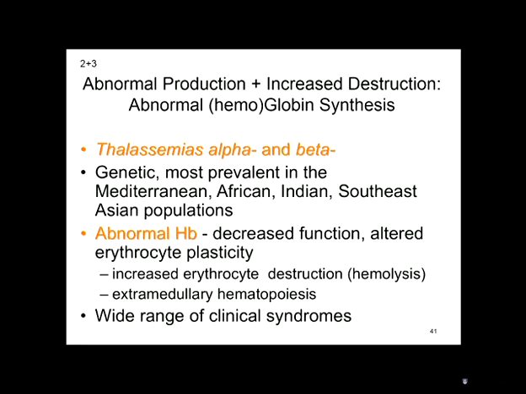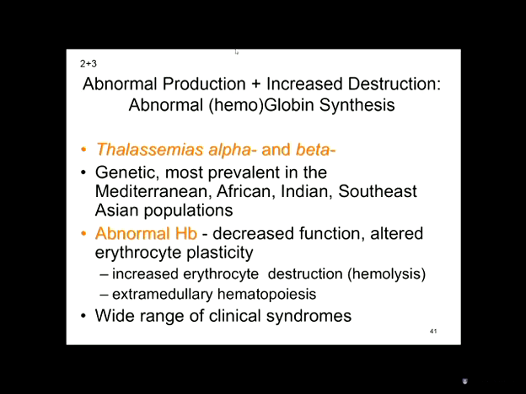And we'll talk a little bit more about this in a minute. But when it comes to thalassemia, one interesting thing about it is it kind of straddles two categories. You see, I put 2 plus 3 here because it not only has features of decreased, abnormal production of hemoglobin, but also increased destruction. The cells that are being made can also be more susceptible to destruction, and therefore some hemolysis does occur in these patients.